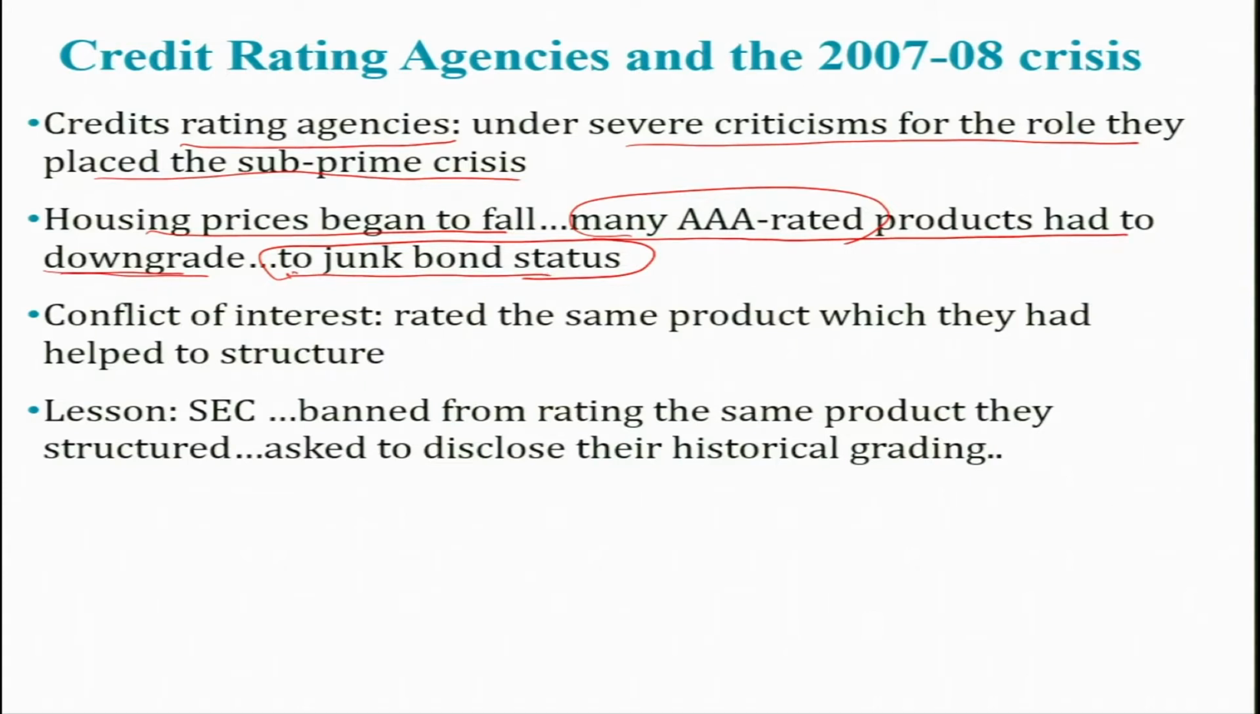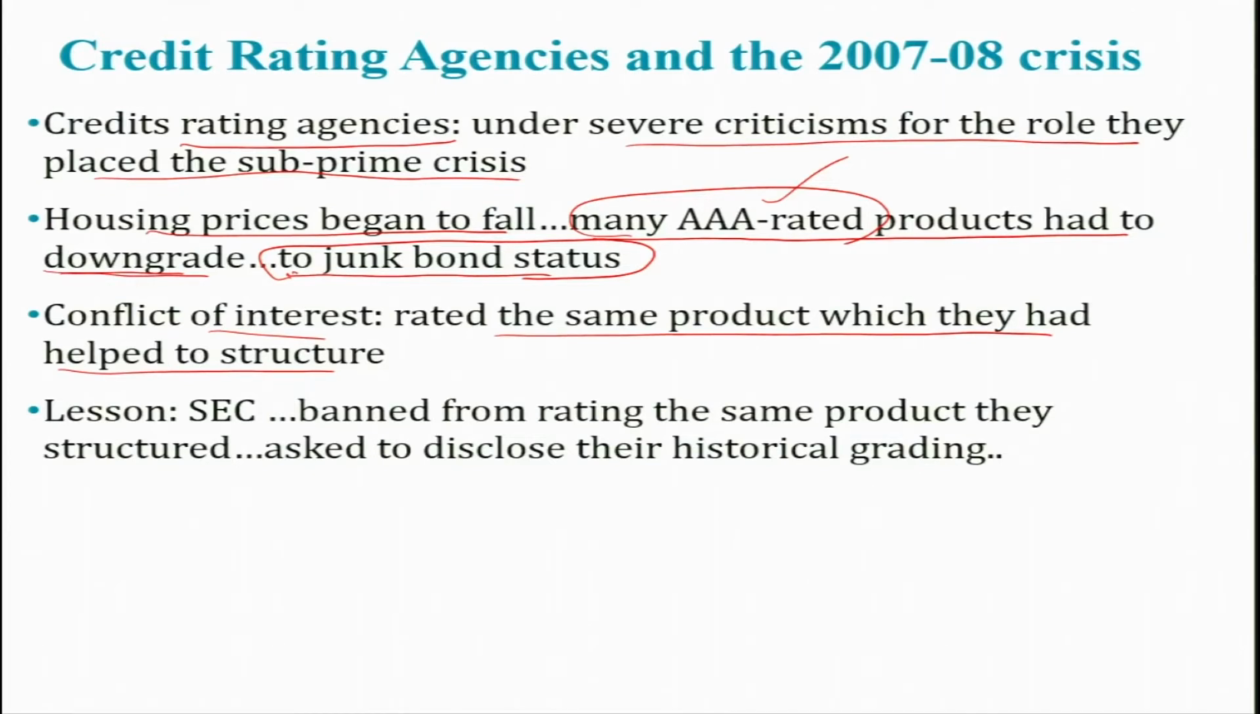What happened was that because of the conflict of interest we have discussed till now, they rated the same product which they had helped to structure. The product was developed based on their advice, and they actually rated the same product as well. Because of that, many of them got a high quality rating. In reality, they didn't deserve it, but they got the AAA or AA ratings. But in the end, we have seen that they all had to be downgraded to junk bond status.